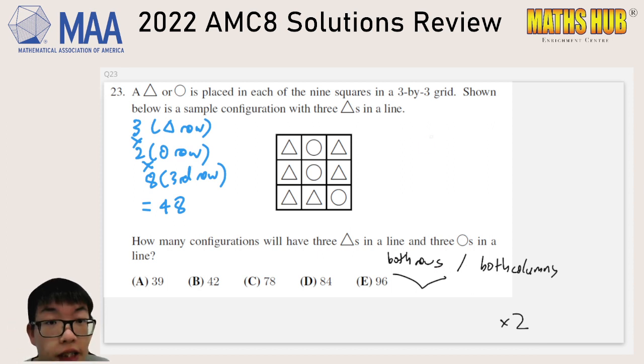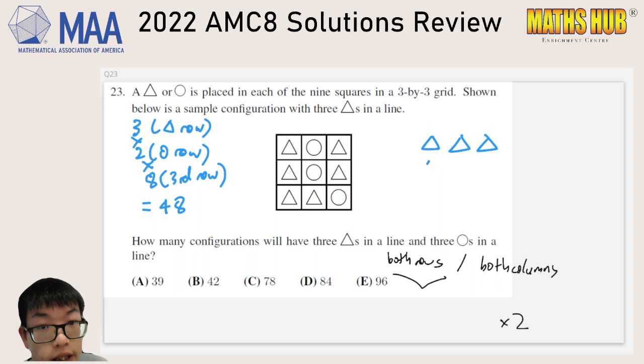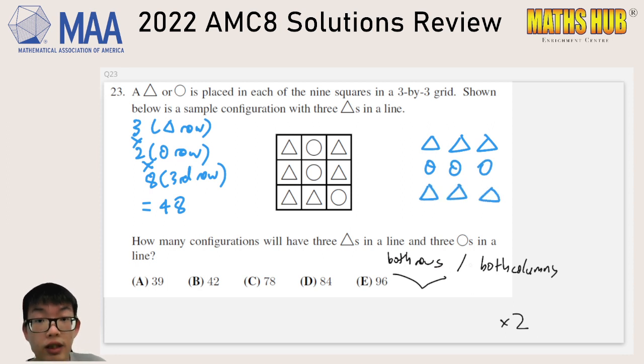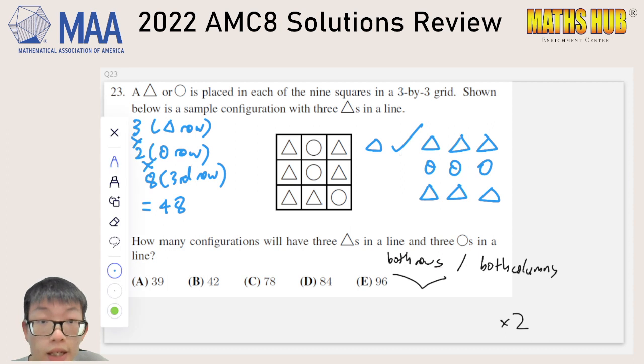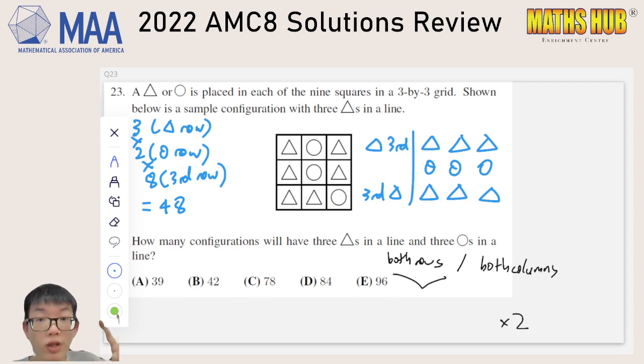But if we have a situation like this, where we have, let's say, triangles, 3 circles, and 3 triangles again. Now remember, it says 3 triangles in a line, it doesn't say only 1 line. It could be 2 lines. Now this would have been counted in the case where I picked this as my triangle row, and then after that this as my third row. Or it could be that I pick this as my triangle row and this as my third row. So this would have been counted twice.